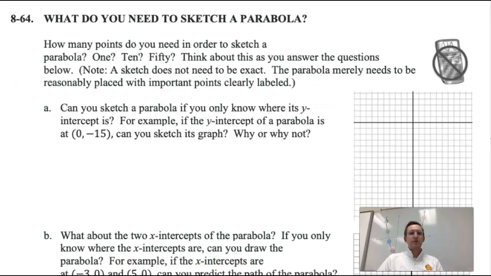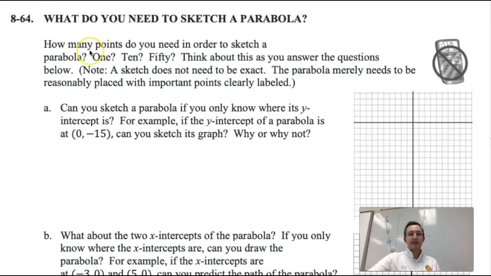So how many points do we need in order to sketch a parabola? 1, 10, 50. Think about this as we answer the questions below. So again, our sketches don't need to be exact. We just kind of want to get close. We want to get in the ballpark. We want to get near what it's supposed to look like. We don't necessarily need to be exact with our sketches. That's why it's called a sketch. It's not a portrait, it's a sketch.